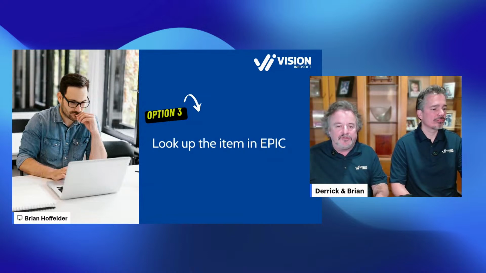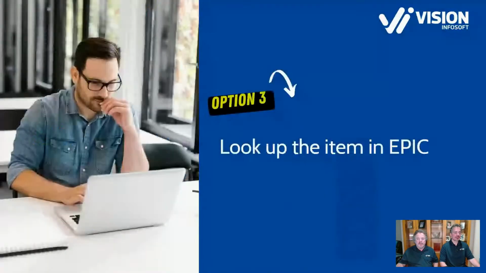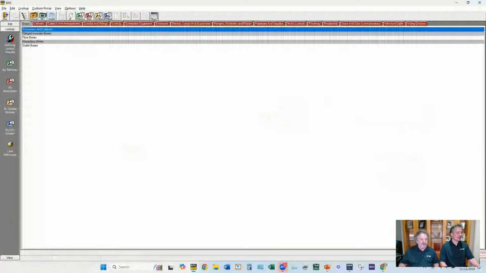There's really two strategies here. Let me go back one. When you look up items in Epic, let me go to the Epic screen here. Unless you're looking up a commodity like conduit or wire or something really generic like that, you really need a catalog number to find an item quickly and efficiently in Epic.